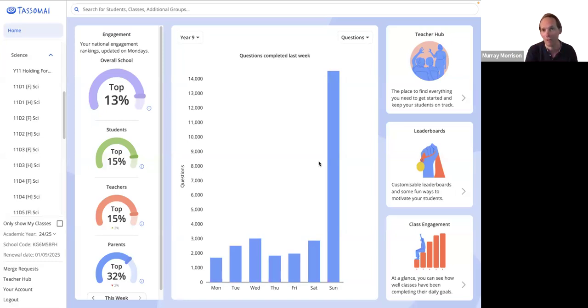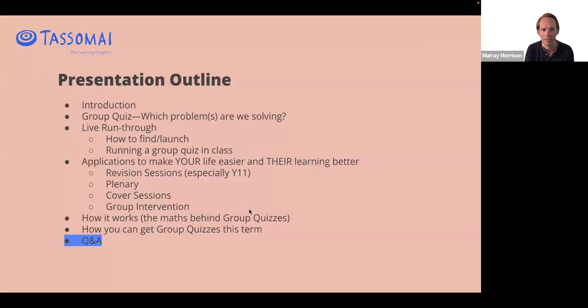It will massively improve your teacher ranking and quite probably improve your student ranking because they are getting credited with doing these quizzes too. So if you care about your ranking and you want to get from the top 13% to the top 5%, use group quiz. It's a silver bullet. It's a bit of a cheat, but a good cheat, I think. That is the end of my rambling, and we can get into some questions.